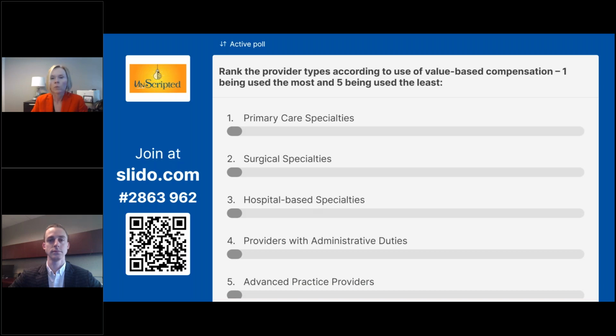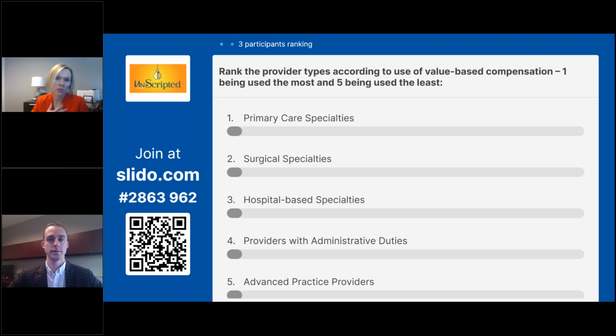All right. Rank the provider types according to use of value-based compensation. One being that you use value-based compensation in this specialty type the most. Five being you use value-based compensation in this specialty type the least. Give everybody just a second.